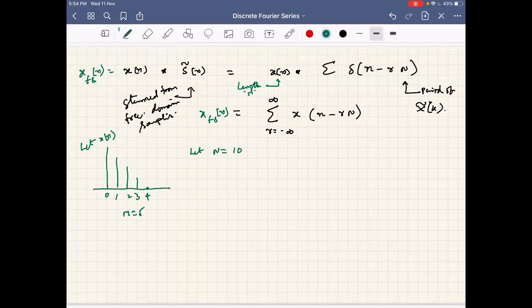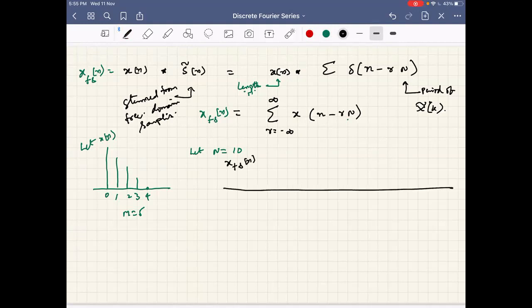What happens when I perform this operation, or how do I sketch x frequency sampled of n? What happens when I do frequency domain sampling? The implication is that this sequence x of n repeats after every N samples. So now if we want to sketch x fs of n, it can be sketched.